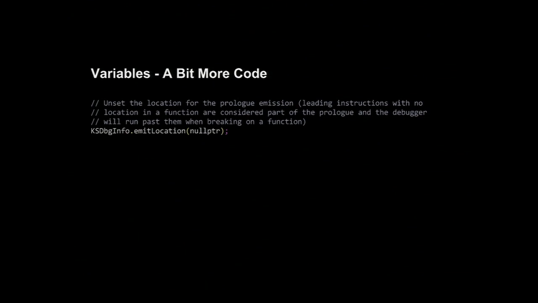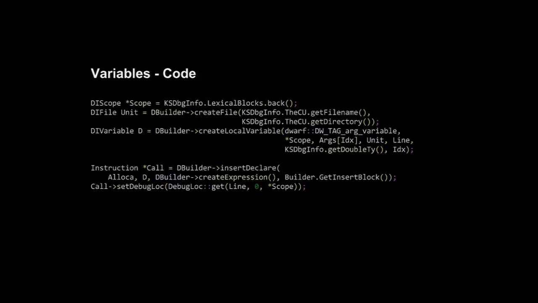Right, so if you'd just taken the code on the previous slide and you wrote this, what you would find is that if you broke at the beginning of the function and tried to print out the argument parameter, you'd get garbage. If you stepped into the function a little further, you would get exactly the value you expected. And the reason for that is that the debugger didn't know where the prologue ended.